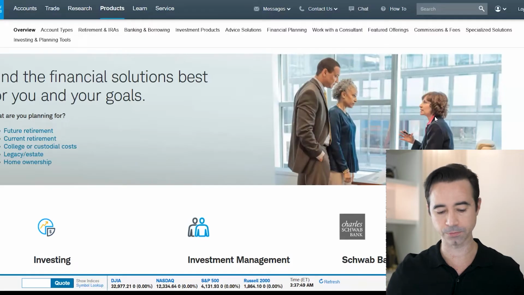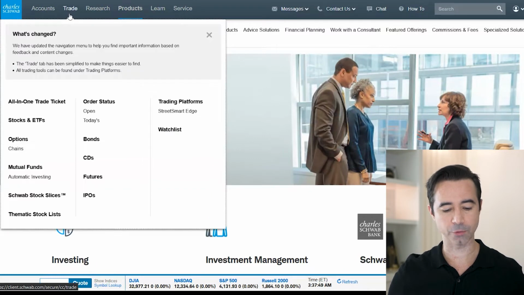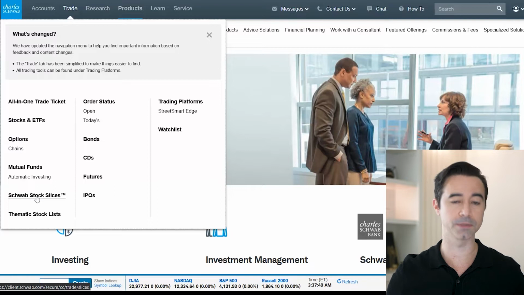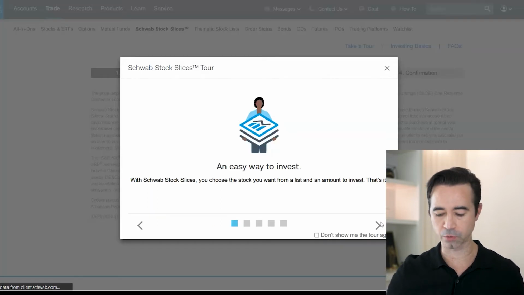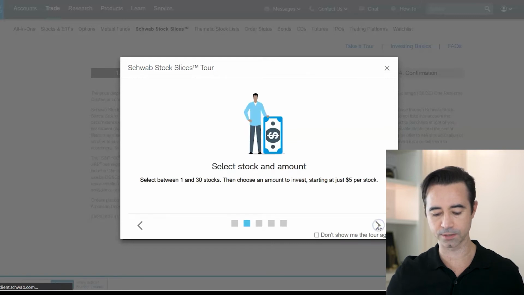So I'm going to show you how to find stock slices. I'm in Charles Schwab right now. I'm going to navigate up to the top where it says trade, and I'm going to come down here where it says stock slices or Schwab stock slices. Once you get in here, there's a little bit of a tour if you want to learn what you're doing here. So you can go ahead and go through this.